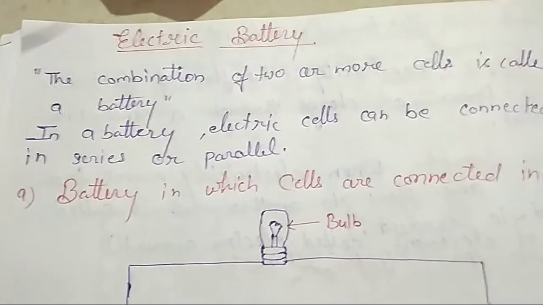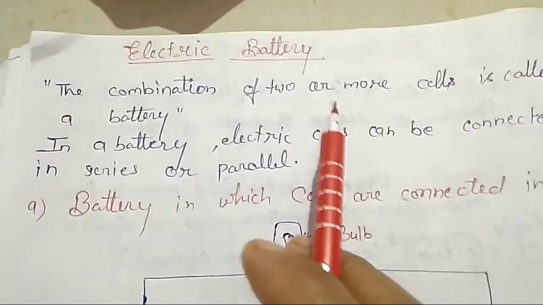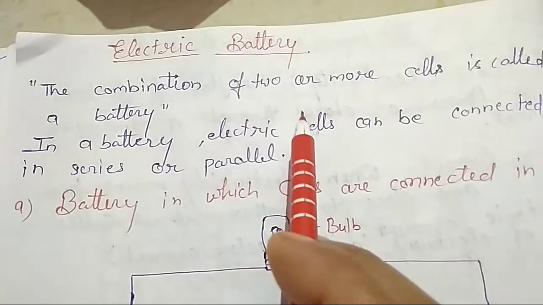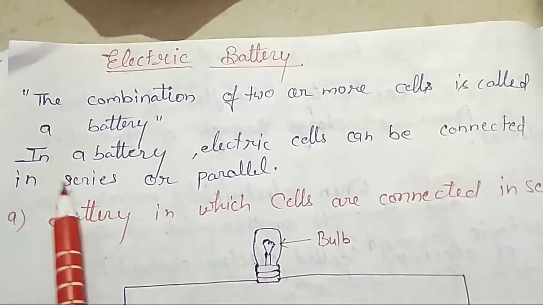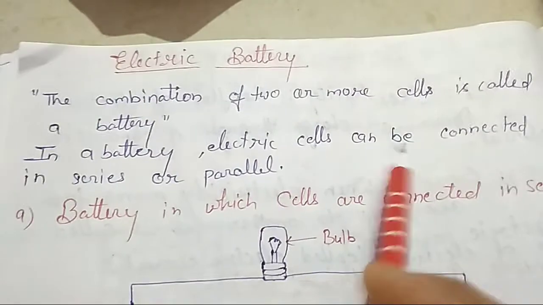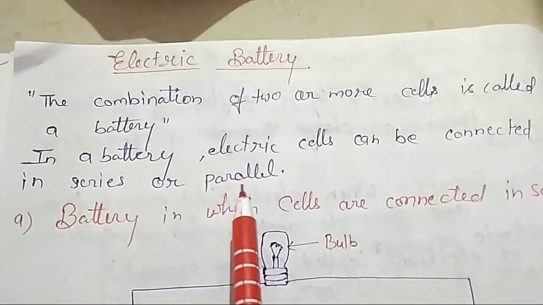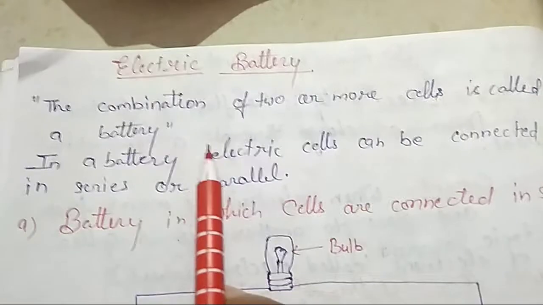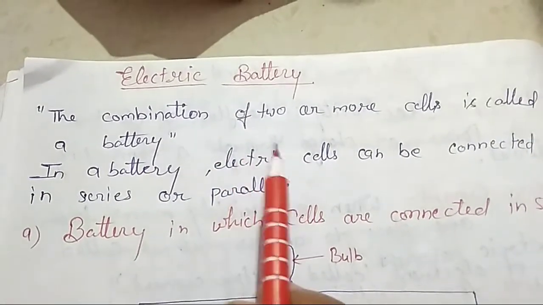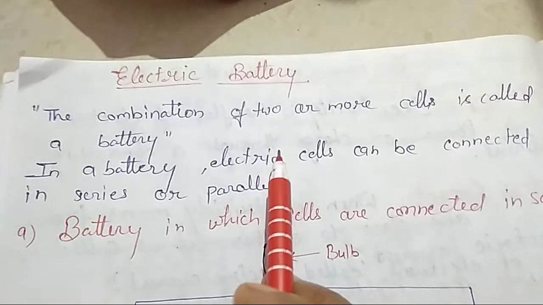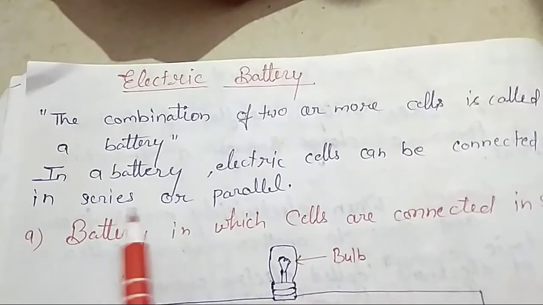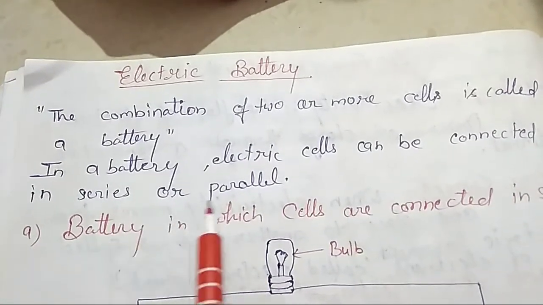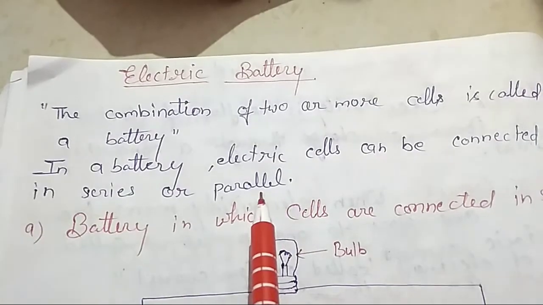The first component we will take is the electric battery. The combination of two or more cells is called a battery. In a battery, electric cells can be connected in series or parallel. When we connect more than two cells, it is known as a battery. They can be connected in two types: in series and in parallel. First we will talk about the series.